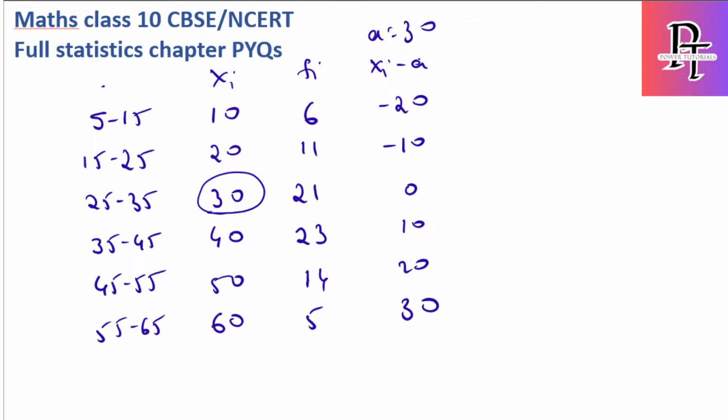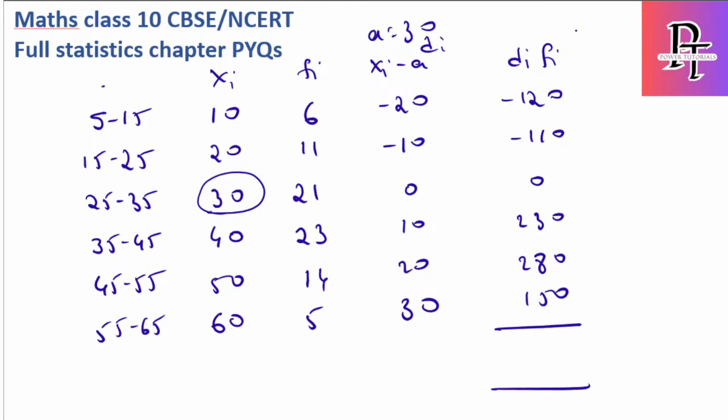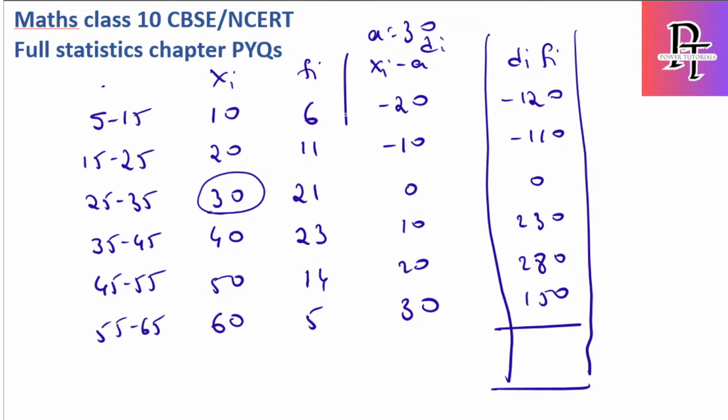Then I need to just multiply these two, which is di into fi, or fi di if I say. It will be minus 120, minus 110, 0, 230, 14 into 2, 280, 5 into 3 is 150. So this I need to add to get the sigma fi di value. Make sure to use a scale here, don't use rough freehand.